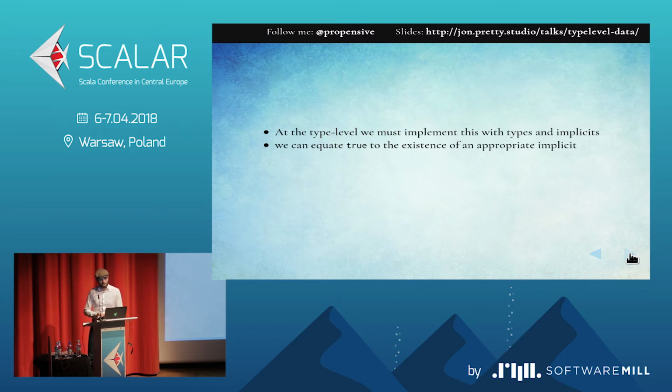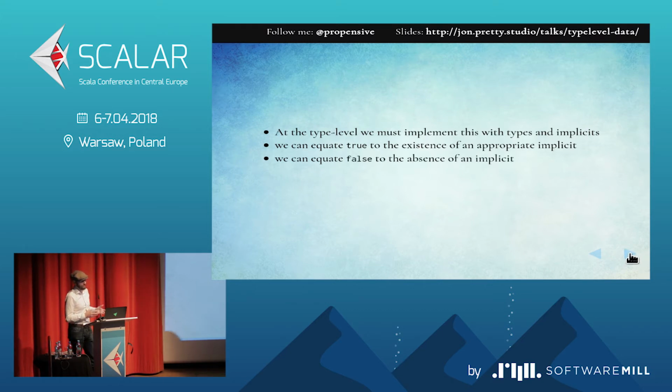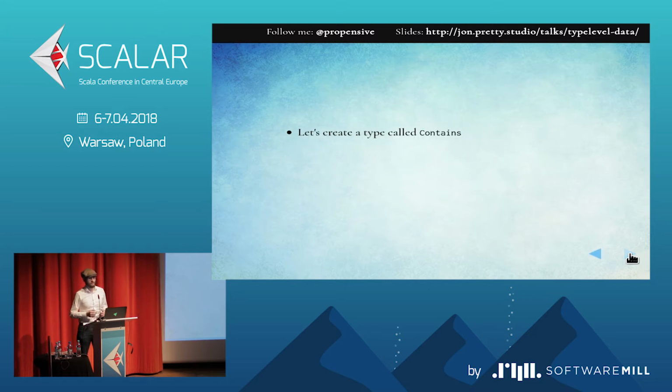And one big difference is that we can equate truth, the value true, to the mere existence of an appropriate implicit. So true is successful compilation by virtue of finding an implicit, whereas false is the absence of the implicit. And if the implicit is not found, then that is a compile failure. So that is a difference that distinguishes between value level and type level.